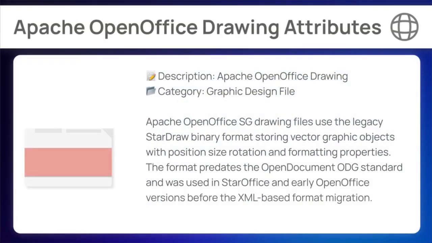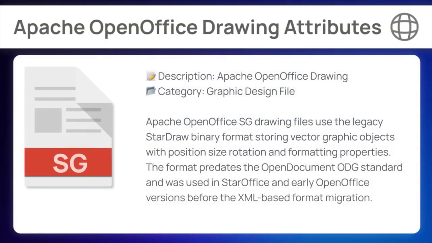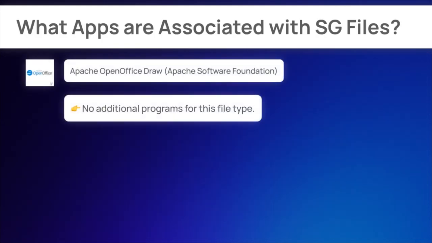Apache OpenOffice SG drawing files use the legacy StarDraw binary format, storing vector graphic objects with position, size, rotation, and formatting properties. The format predates the OpenDocument ODG standard and was used in StarOffice and early OpenOffice versions before the XML-based format migration. To maintain file fidelity, use Apache OpenOffice Draw, developed by Apache Software Foundation, to open SG.